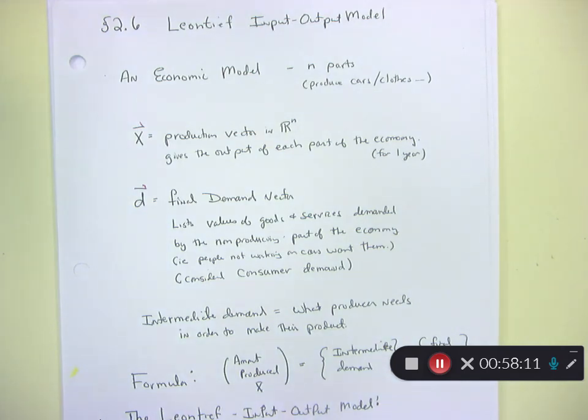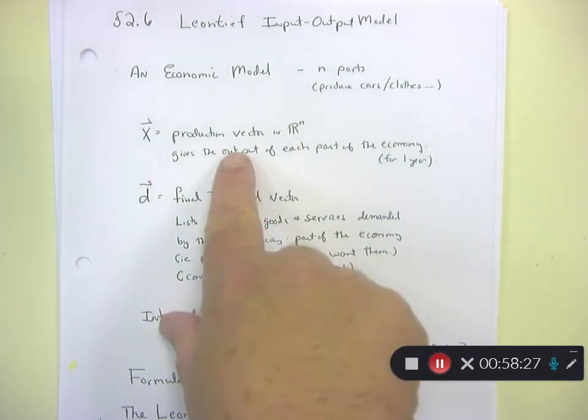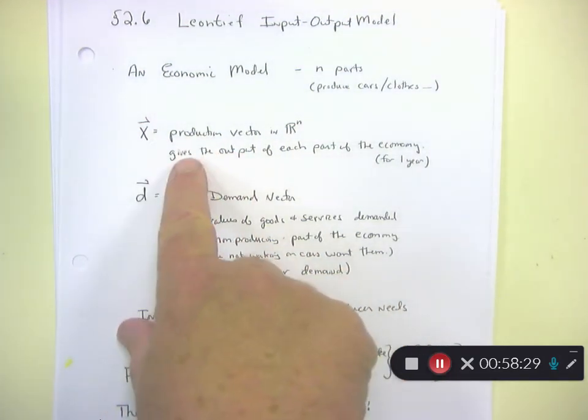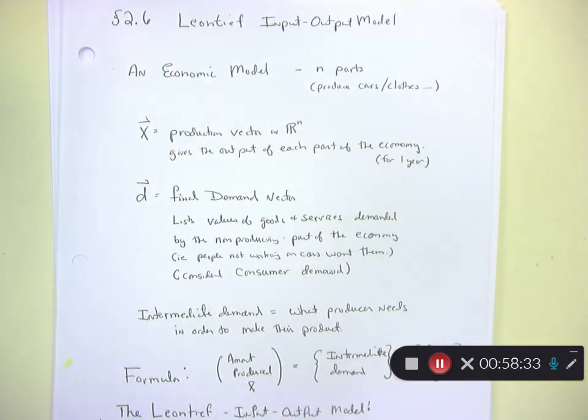You know, agriculture, mechanics, service, manufacturing, some kind of output that you're going to be analyzing. So the X vector is going to give you the output of each part of the economy that you're analyzing: the agricultural part, the manufacturing part, the service part, or whatever you're identifying your economy as.